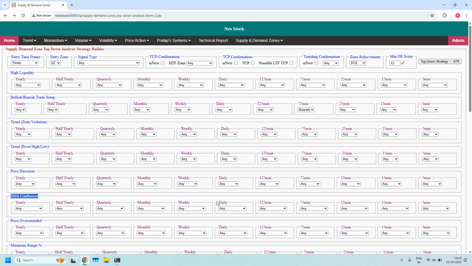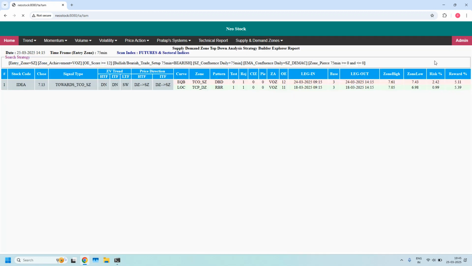EMA confluence at daily time frame, I am checking daily supply zones having daily EMA confluence. So we got only one stock. So this daily supply zone might have a higher probability of success. That is the reason, already it is tested.